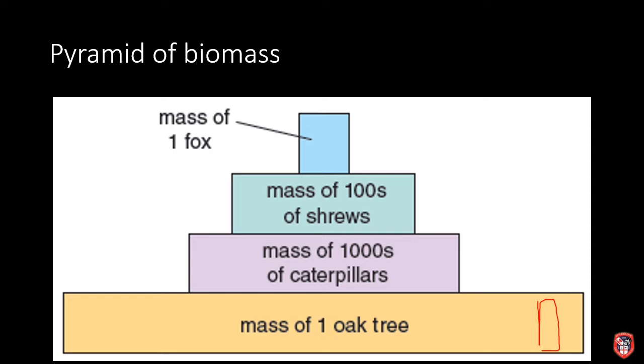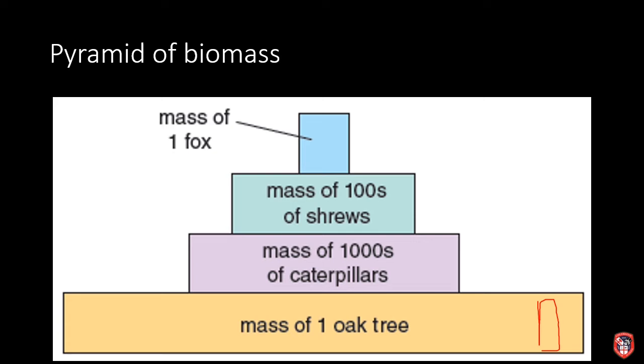If we go back to the previous example with the clover, you need to find the mass of all the clover. So count all the clover, find the mass of each individual clover, and then multiply the individual mass by the total number of clover. So you can see we've got the total mass. In this case, the total mass of oak tree at the bottom of this pyramid of biomass.